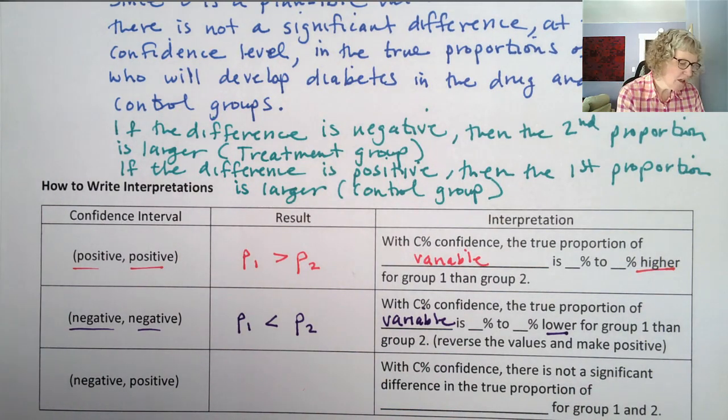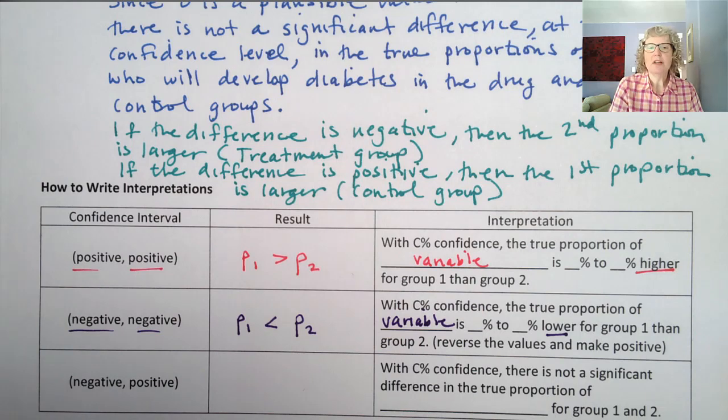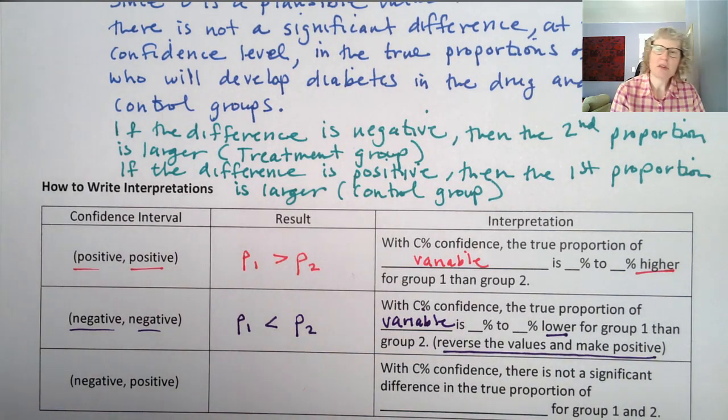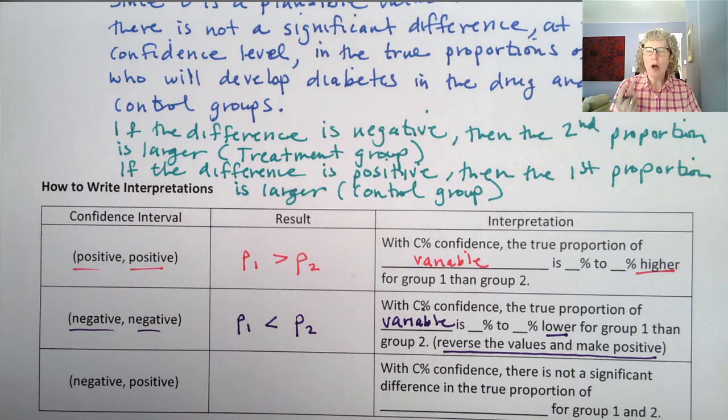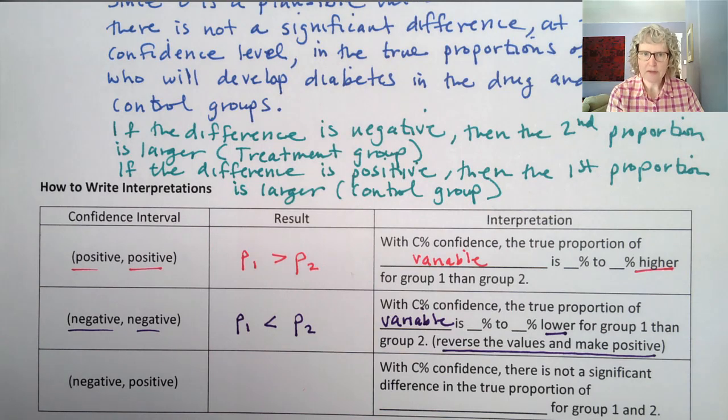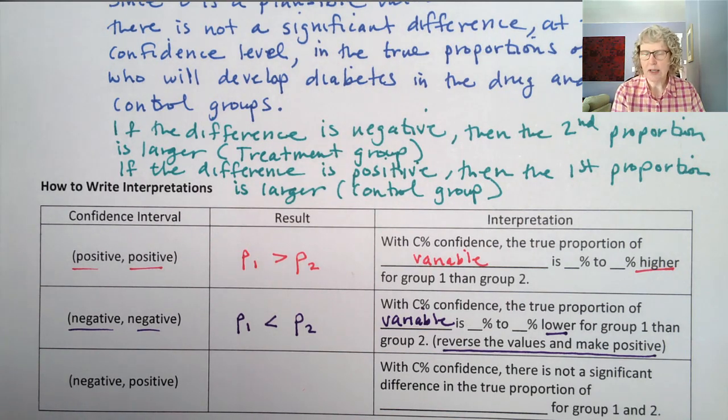Now something interesting for this one. We don't want to interpret negative percents. We don't want to say this is negative percent to negative percent higher. So what we do is we reverse the values and turn them positive. We can swap them and say blank to blank percent lower. That's a switch that we do so that someone's not trying to interpret what negative percent higher means. We need to spell that out for them.